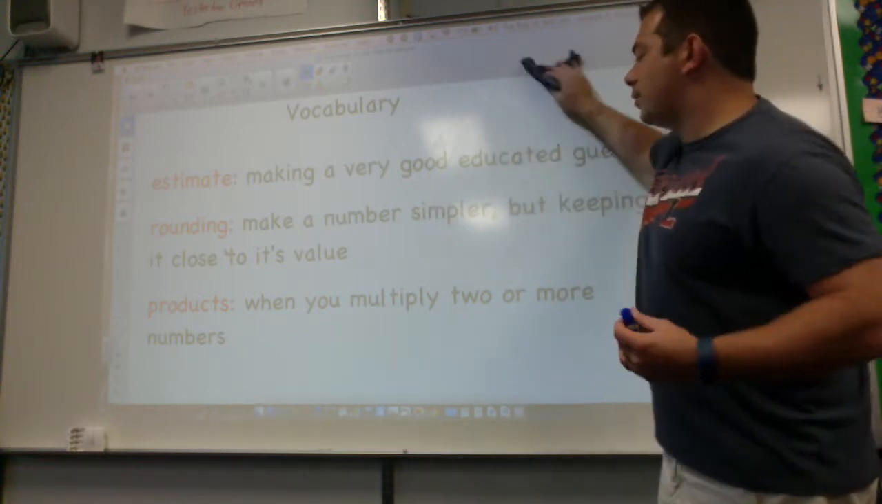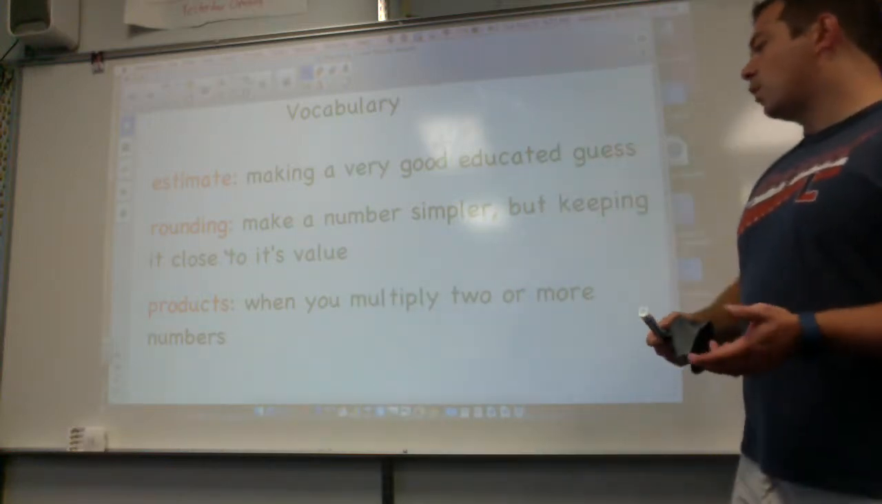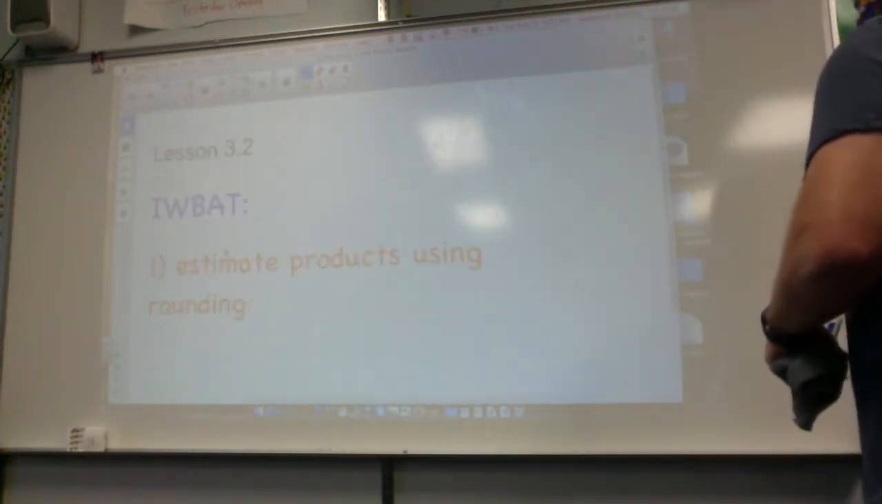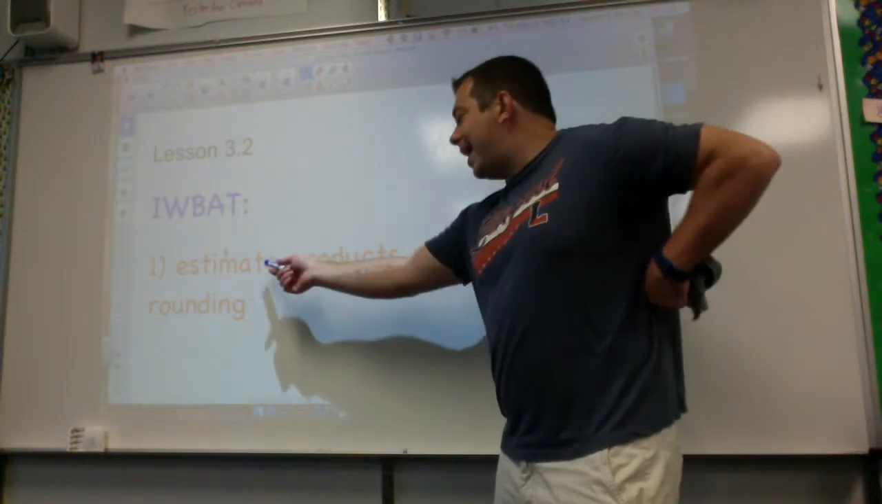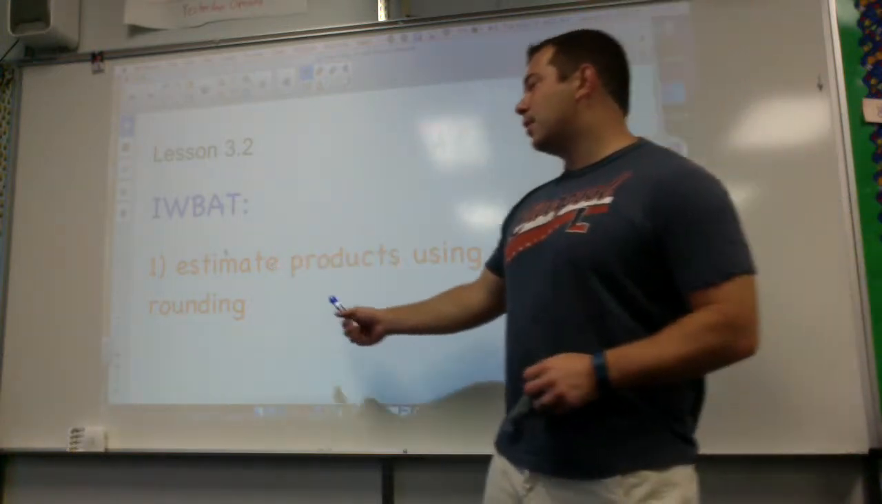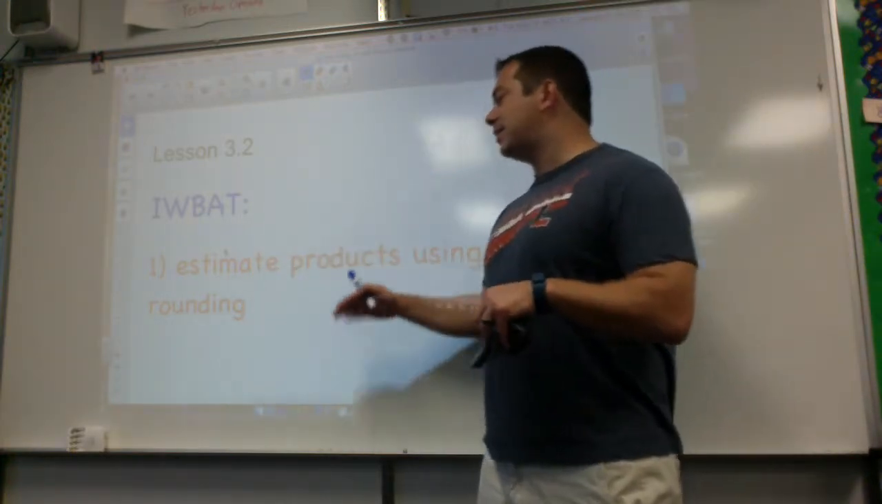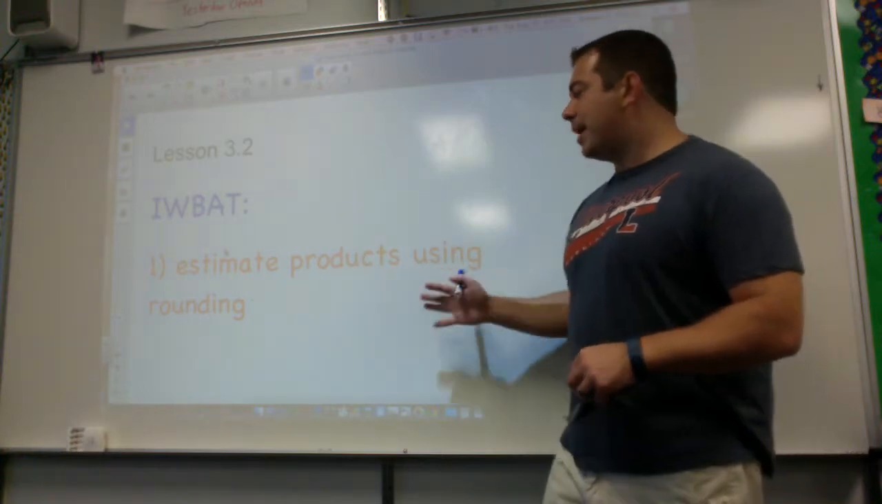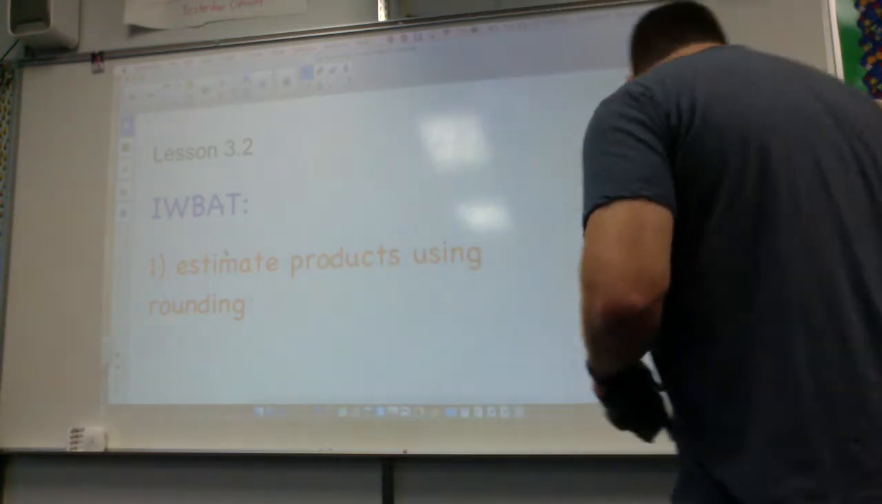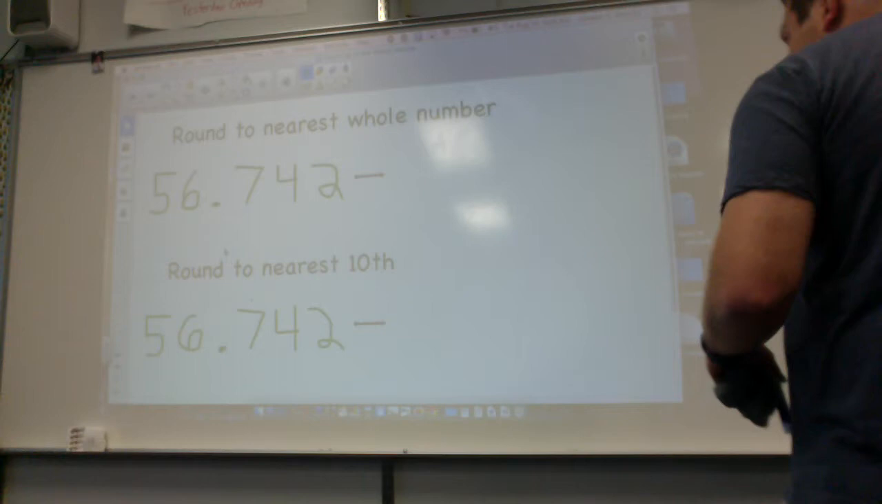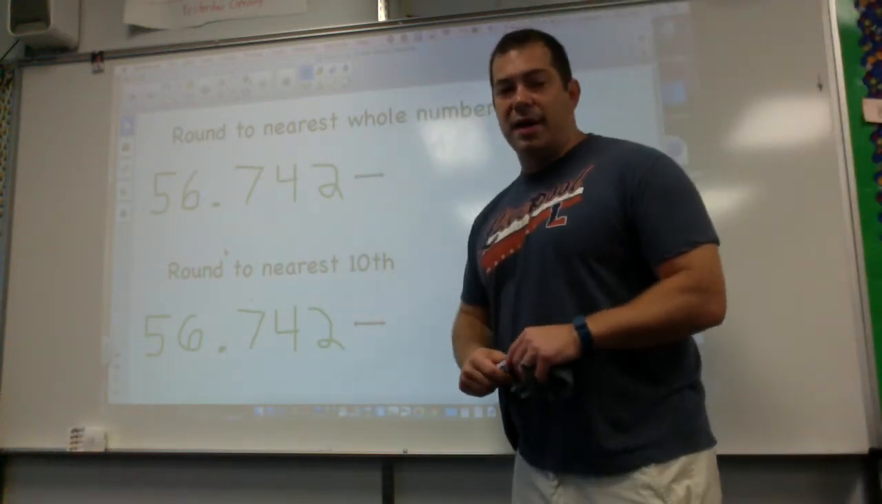And what is a product? Well, a product is when you multiply two or more numbers. So if we go back to our objective, we're going to estimate products, meaning we're going to take good guesses at multiplication problems by using our rounding skills. All right, let's jump right in. Let's just practice some rounding right now.